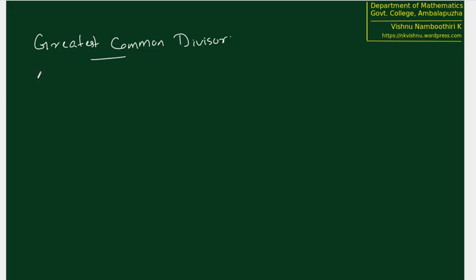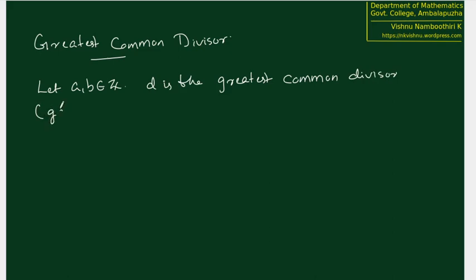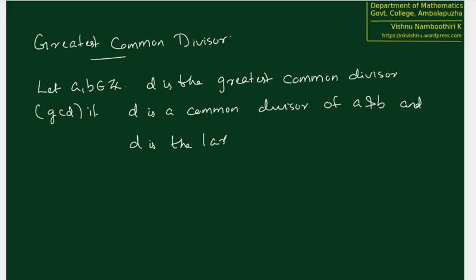So the definition, or the expansion of this, means: let A and B be integers. D is the greatest common divisor, or in short GCD, if there are two conditions. D is a common divisor of A and B, and the second condition is D is the largest among common divisors of A and B. So there are two conditions.